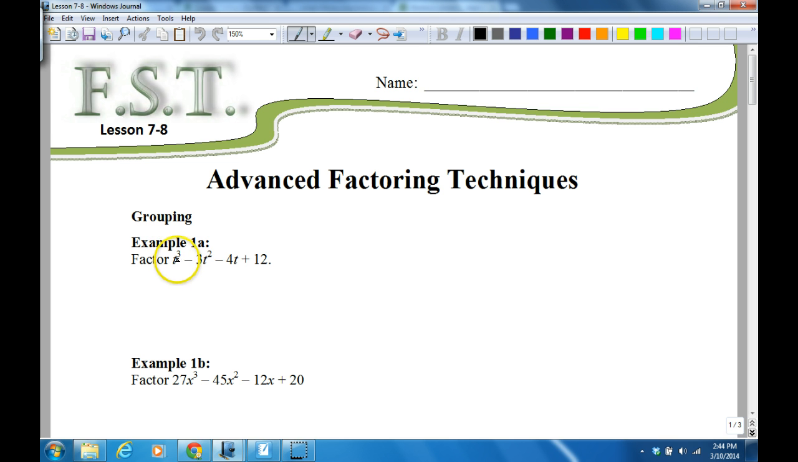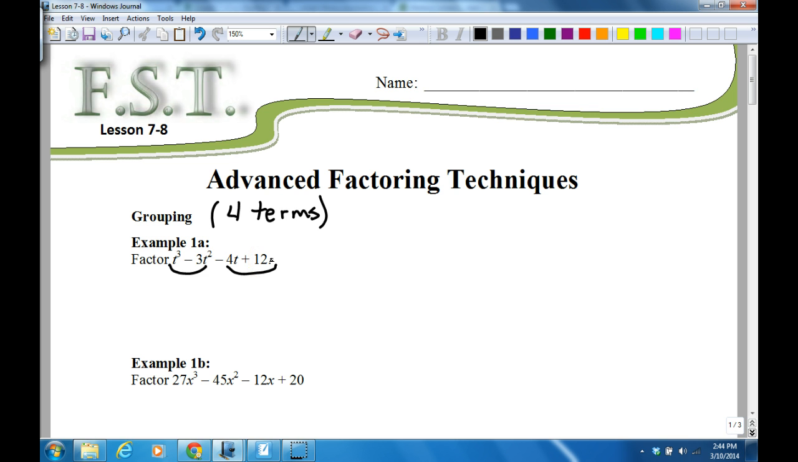So this first one, what I want you guys to notice is that there's how many terms on this? Four terms. You are going to use grouping when there are 4 terms. That's important to remember. Okay? You will not use grouping in any other way. Just with 4 terms. Okay? So, I'm going to pair up 2 sets of terms. Those 2 right there, and those 2 right there.